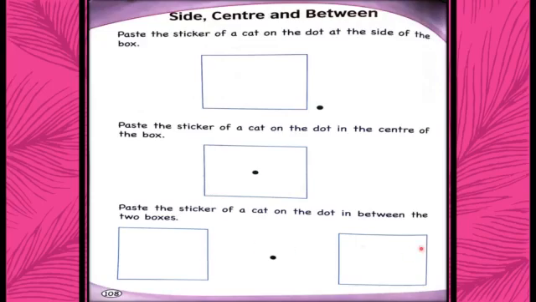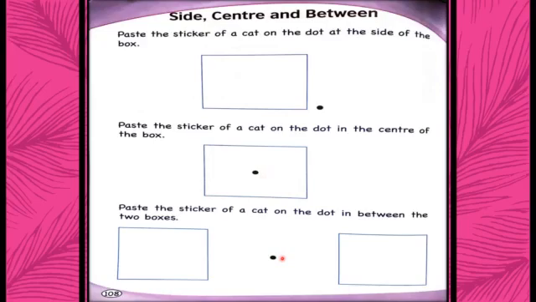two boxes. Here we can see two boxes and this is a dot. This dot is in between two boxes, between. So next sticker you have to paste on this dot. Now all of you just repeat, say side, center, between. Again side, center, between.